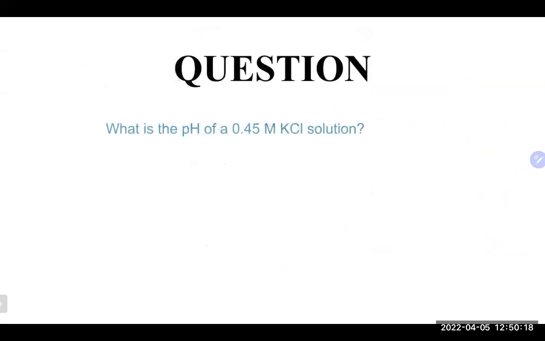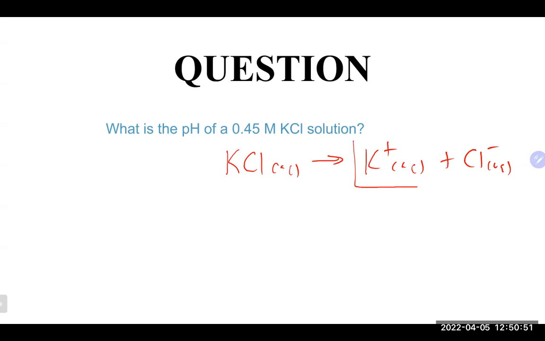So if we look at something like this, what would the pH be of a 0.45 molar KCl solution? Let's first talk about this salt, which is KCl. When this salt breaks apart, what does it break apart into? K plus and Cl minus. So the first thing we want to think about is, will any of these things go through hydrolysis? Let's start with the K plus. Will it go through hydrolysis?